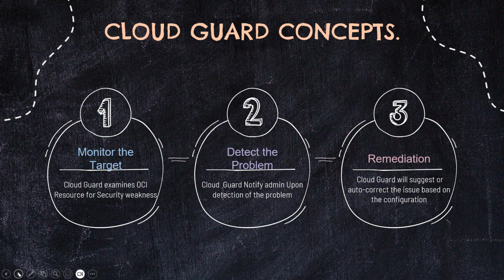For example, if you have any ports open which you don't want, and you have a remediation plan, if that port is open, Cloud Guard will automatically block that port. Or if you have a server built with a public IP and you want to stop it, you can automatically remediate that.